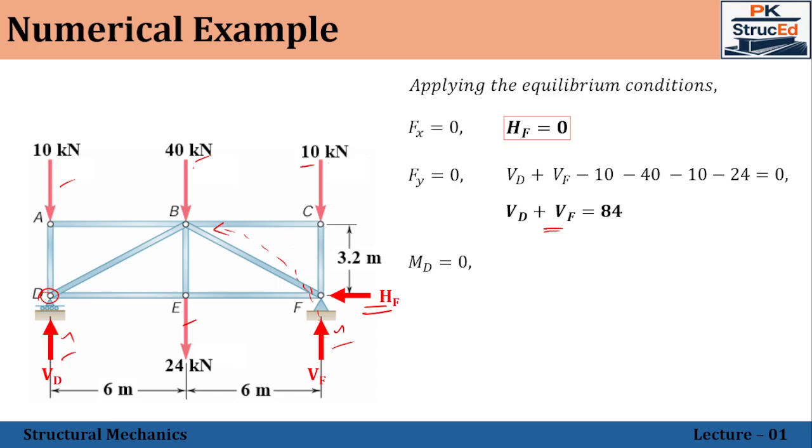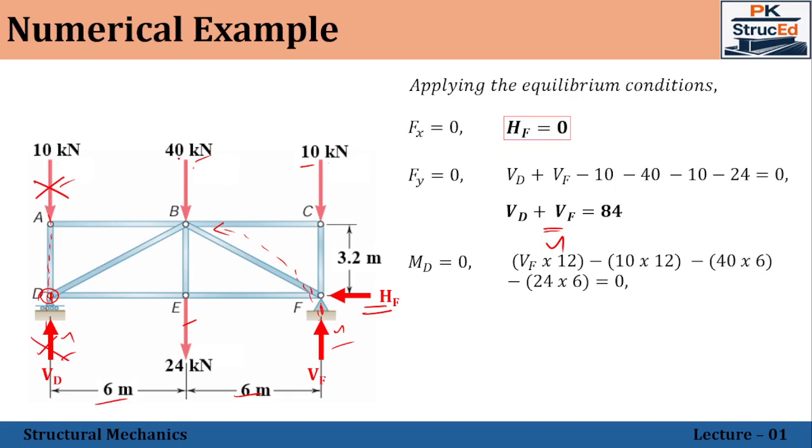So in that case, Vf into the perpendicular distance. Here the force is a vertical force, so the perpendicular distance will be the horizontal distance between this point and the point D. That is 6 plus 6, 12, as has been given. Vf into 12. Next, the 10 kilonewton force. You can see that the line of action is passing through the point D, so this will not create any moment. Vd is also acting at the point D itself, therefore this also will not create any moment.